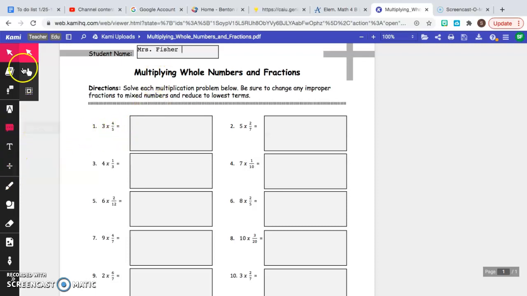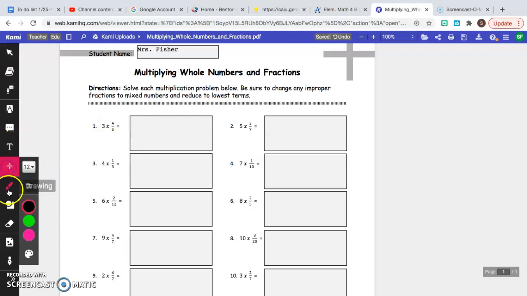On the slides, it told you to write your whole number over 1. Looking here, 3 is my whole number, so I'm going to do 3 over 1. I'm going to draw it, that will be easiest. 3 over 1 times 4/5.